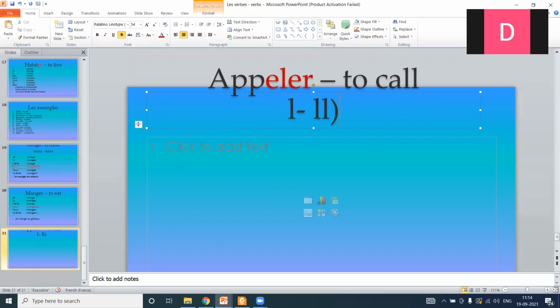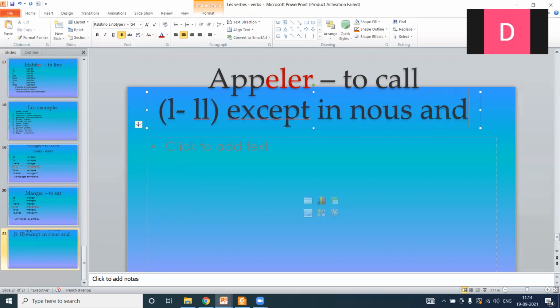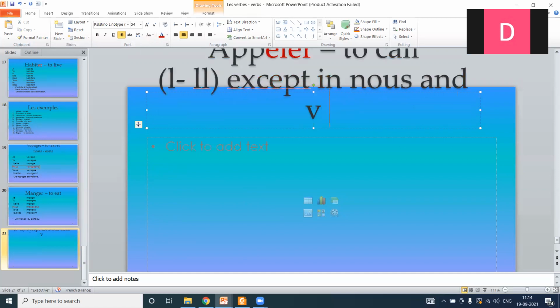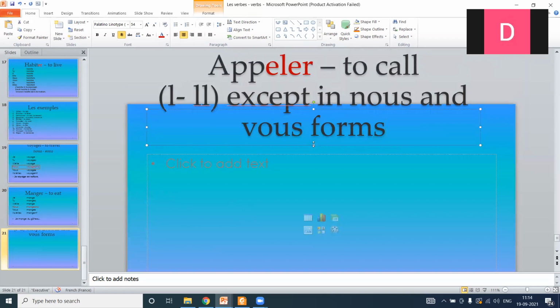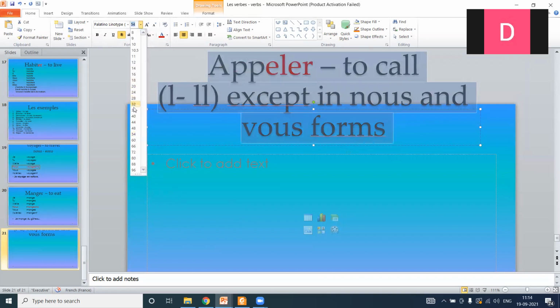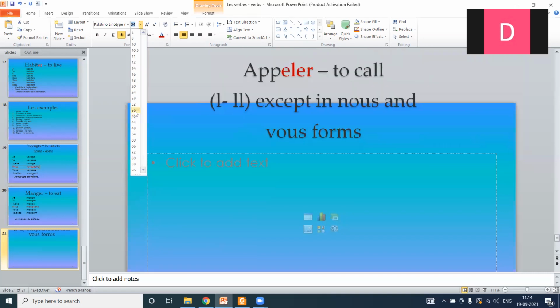Double L, except in the nous and vous forms. That is the rule: the L will change to double L, except in the nous and vous forms. So ELER verbs change to double L except in nous and vous forms.